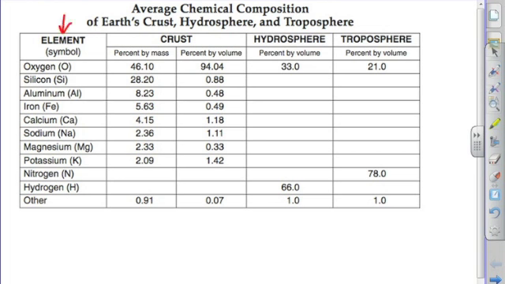When looking at the chemical composition chart, it's important to keep in mind that they're going to provide you with the element and the symbol that stands for it here on the left. These are definitely not all of the elements, but the ones that we need to know with regard to this particular chart. They'll then give us information about the crust, which can also be known as the lithosphere, the hydrosphere, which is the water layer sitting on top of the Earth's crust, covering 71% of the planet, and finally the troposphere, the lowest layer of the atmosphere.